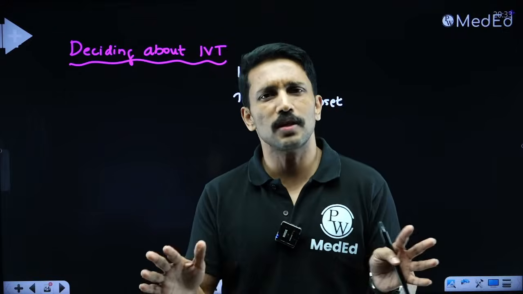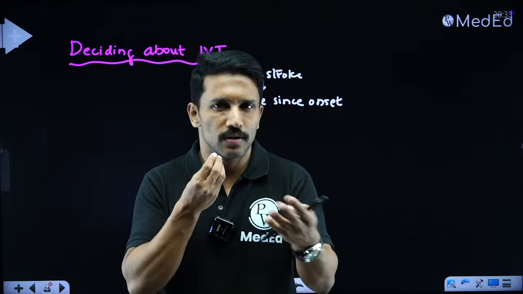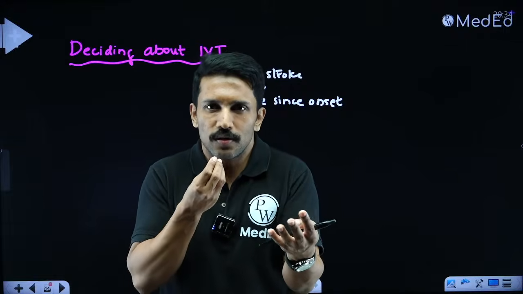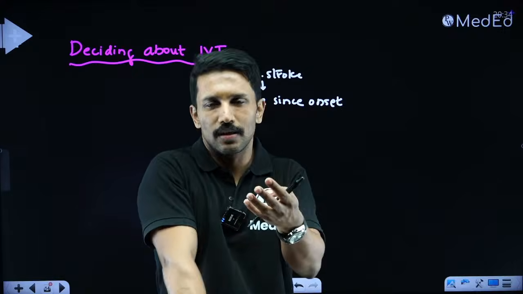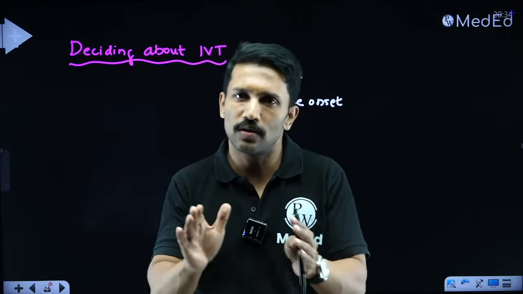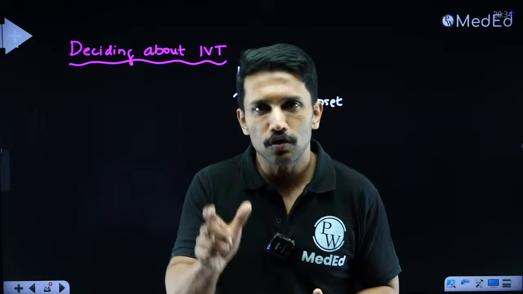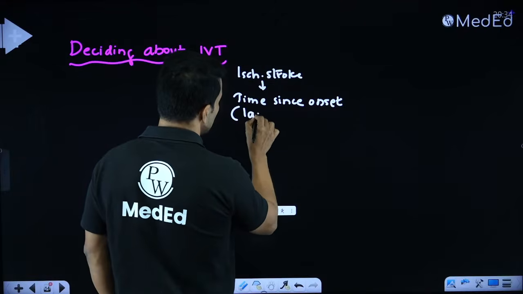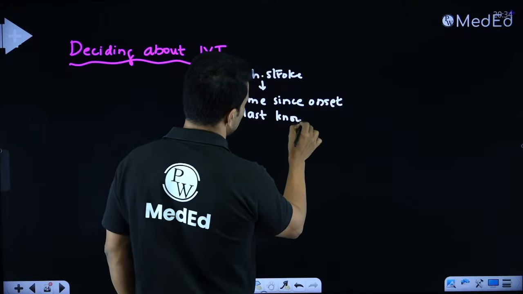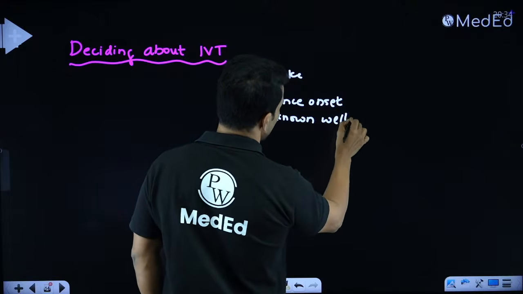If it is a witnessed stroke, it is pretty simple, right? The father was having food, the son was also having food, and then the son noticed that the food dropped from the father's hand and he became hemiplegic in front of his eyes. So then it's a witnessed stroke. The time of onset is well known. If it is not known, then we will take the last known well as the time of onset of stroke.